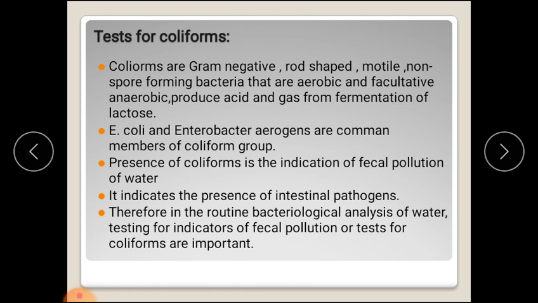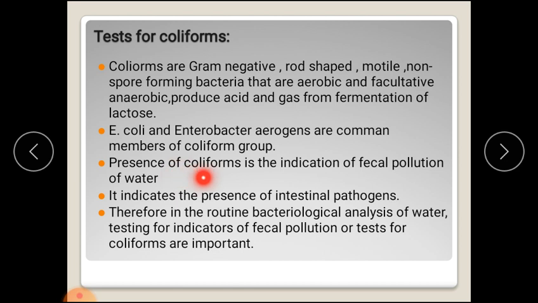Next, after SPC, now we are going to perform the test for coliform. Before going to the test for coliform, you should know what coliforms are. They are gram-negative, rod-shaped, motile, non-spore forming bacteria. They are aerobic and facultative anaerobic and produce acid and gas by the fermentation of lactose. Now there are two groups in coliform. One is Escherichia coli, that is E. coli, and second is Enterobacter aerogenes.